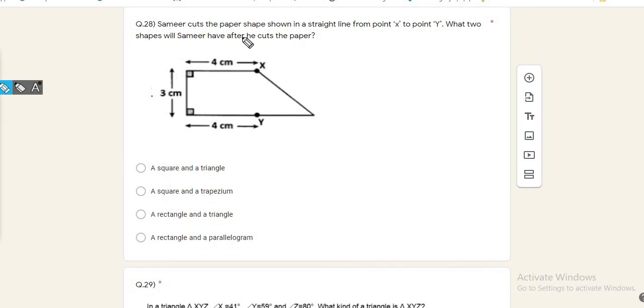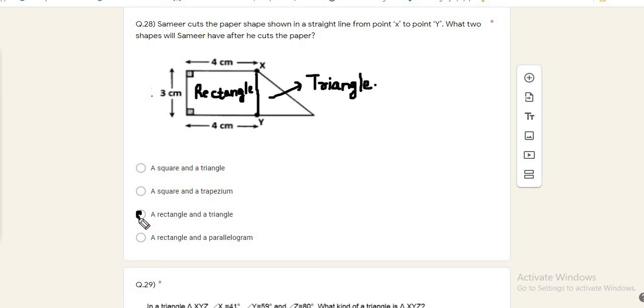Question 28. Samir cuts the paper shape shown in a straight line from point X to Y. So he cuts by making a straight line from X to Y. What two shapes will Samir have after he cuts the paper? Now as we can see, this is a quadrilateral with opposite sides equal and parallel. So this is a rectangle, and this is a polygon with three sides known as a triangle. So Samir obtained a rectangle and a triangle. So C is the correct option.